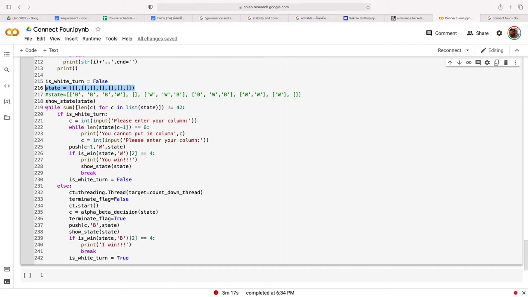And then, while it's not equal to 42, that is the end game solution, I check that. If this is a white turn, it is for the opponent, for the human, so I have to place some values here. If the column is full already, you cannot place it. And I push it in C minus 1 instead.